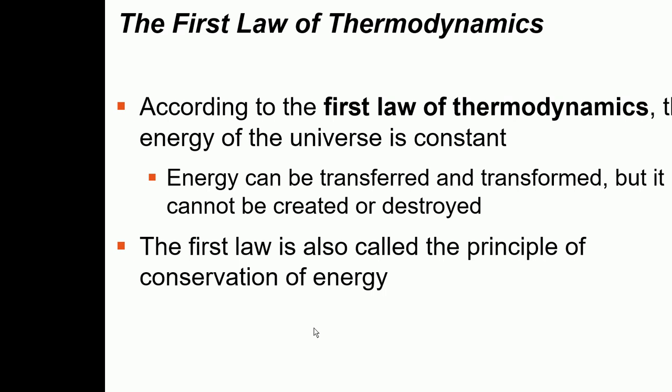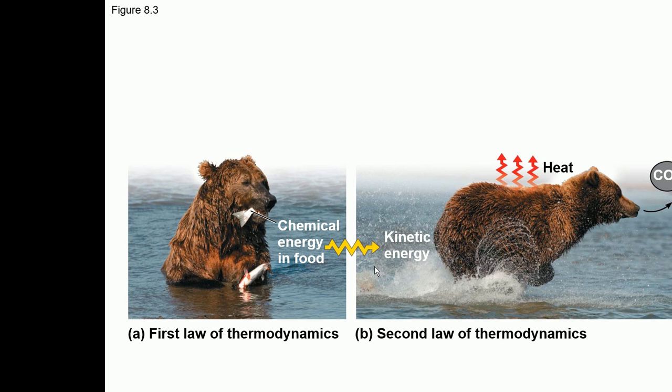Okay, so there are two laws of thermodynamics. The first law is the law of conservation of energy. According to this law, the total amount of energy always remains the same, but energy keeps on changing its form. Energy can be transferred, transformed, but it cannot be created or destroyed. So the total amount of energy always stays the same. That's the principle of conservation of energy. So this is the first law of thermodynamics.